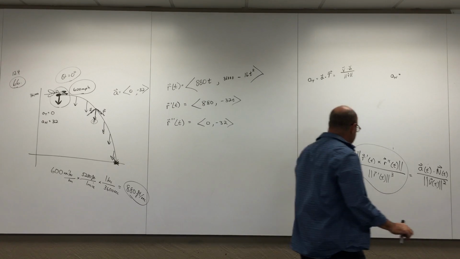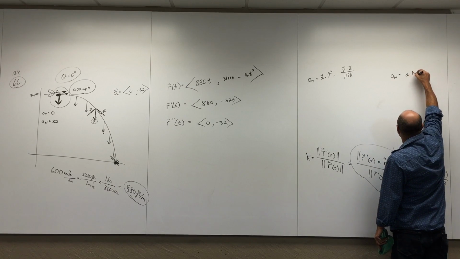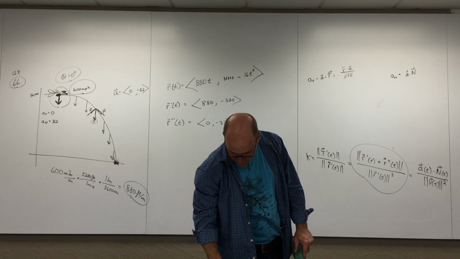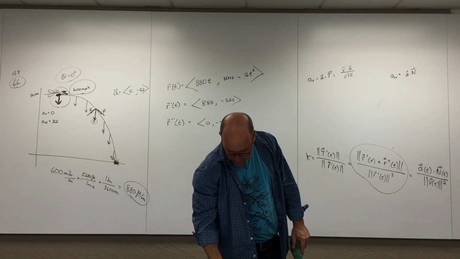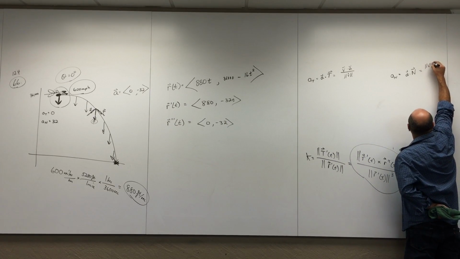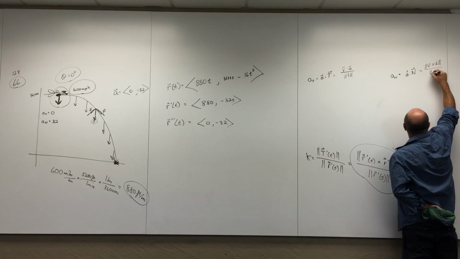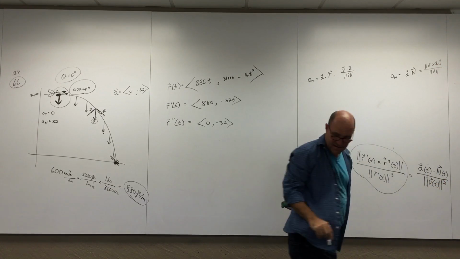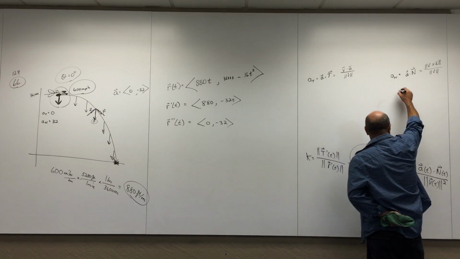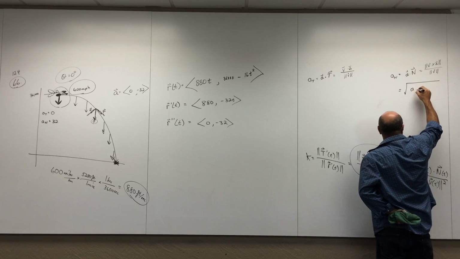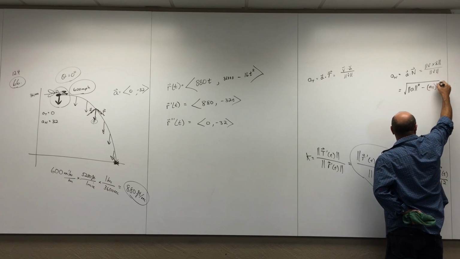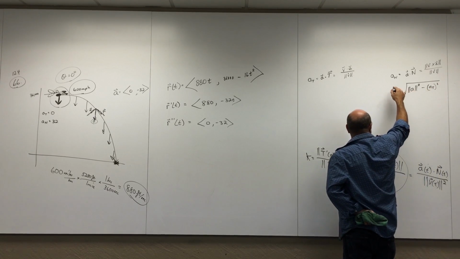Well, what about AN? AN, they say, is a dot N. Okay. I feel like I don't want to go find N. So what can I do instead? I could do v cross a over the magnitude of v. They also say it's the magnitude of a squared minus at squared, square rooted. This might be cool. This is like the Pythagorean theorem. It's the magnitude of a squared minus little at squared. That's AN.